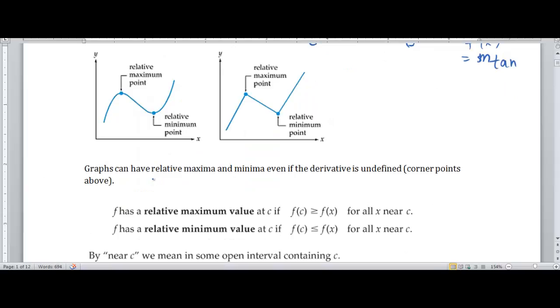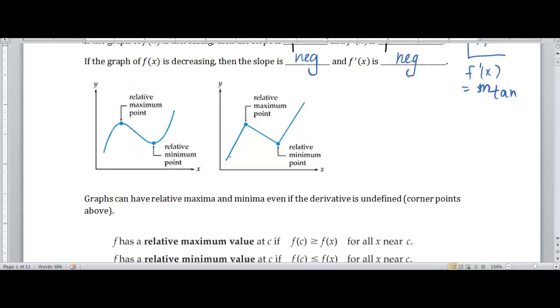We can have maximum and minimum points, okay, of a function. So this graph is increasing. This is called a relative max. It's the max in that area. Some books will also call it the local max. And you can have a relative min or a local min. Okay, and look, notice this graph here. There's a relative max and min even though the derivative is undefined. Remember we talked about corner points. The derivative is undefined at corner points, but that still is the maximum in that area. Okay, similarly this is the minimum.